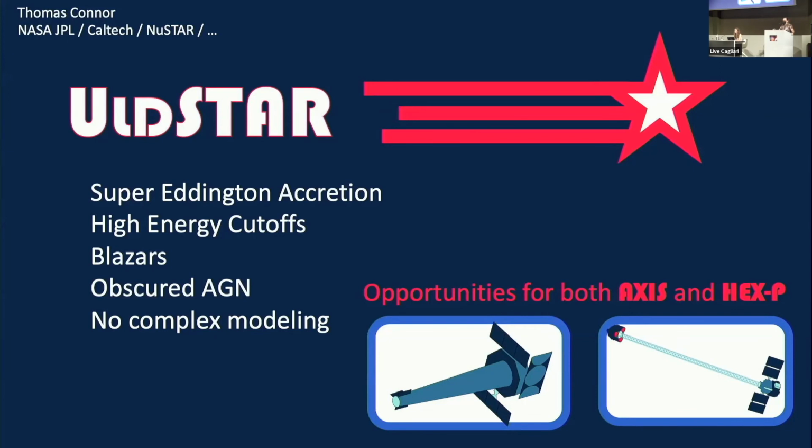You can do things like look at super-Eddington accretion, or measure high energy cutoffs, or look at blazars or obscured AGN. And you don't have to do anything complicated because you get 10 photons and you're very happy about that. AXIS is probably the one that many of you think would be the next place to continue on this. There are also a lot of opportunities for HEX-P that I think should also be considered. Thank you.